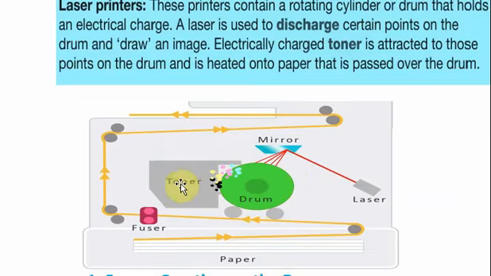Then we'll be using a toner powder. The particles consist of minus charges. Now the drum is electrically charged, let's say it is positively charged. The toner consists of negative charge particles.